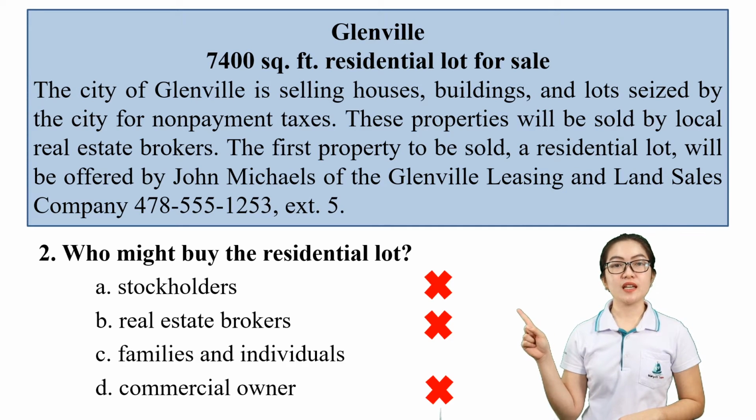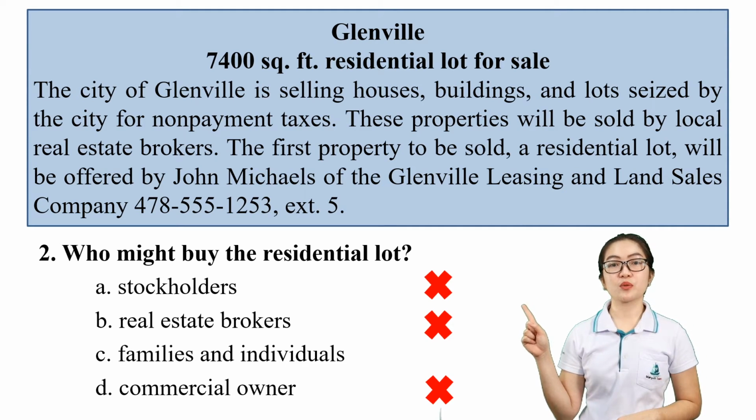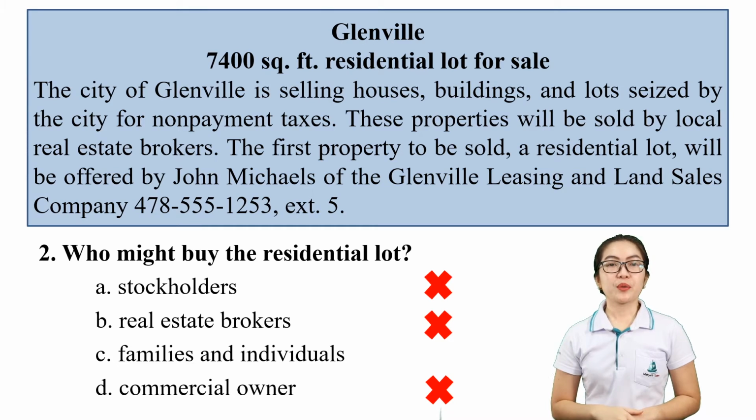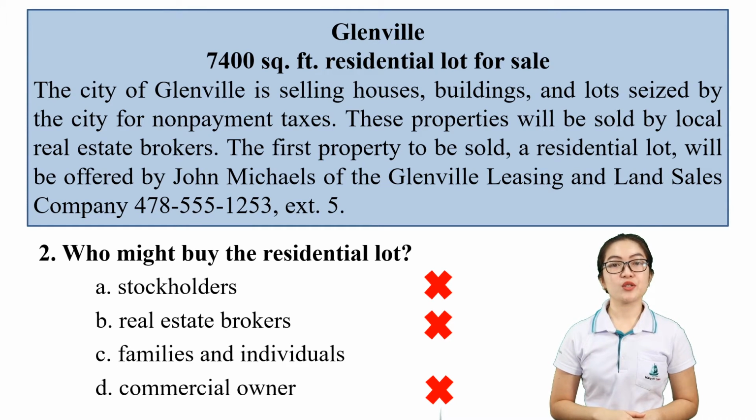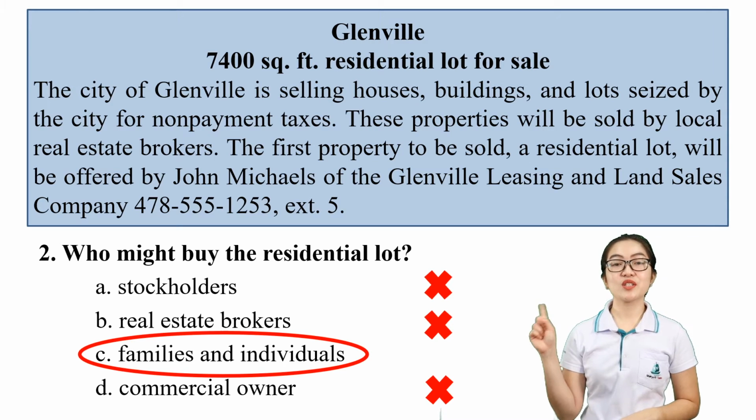For letter D, commercial is opposite to residential because it means making or intended to make a profit. Residential means designed for people to live in. So the answer is letter C, families and individuals.